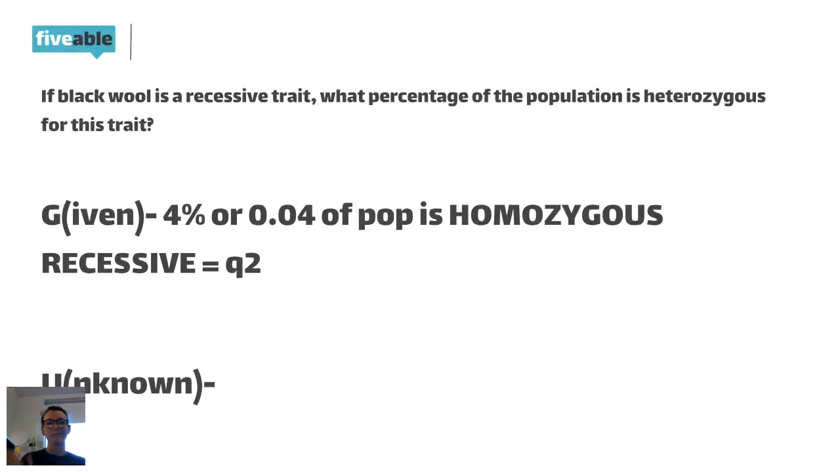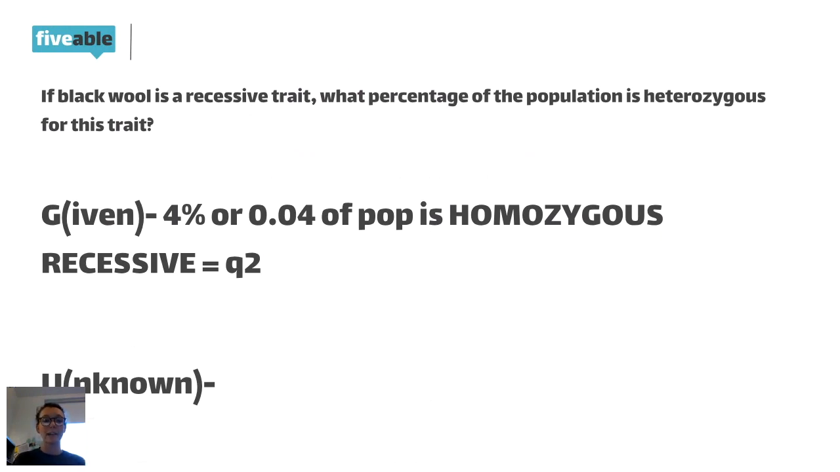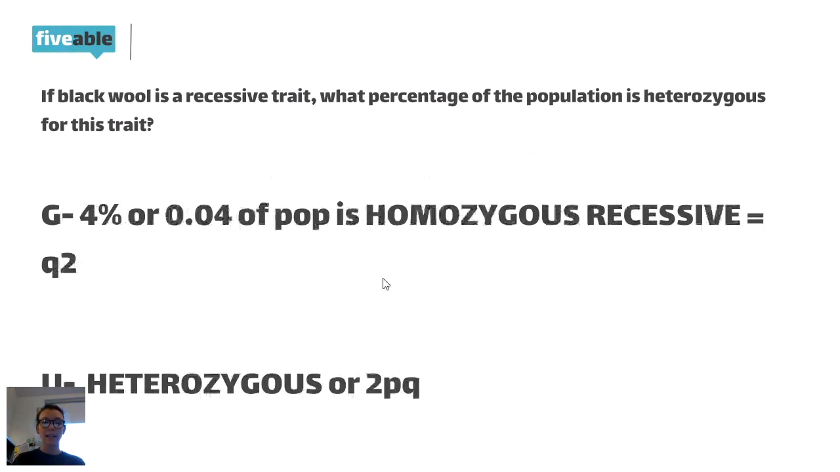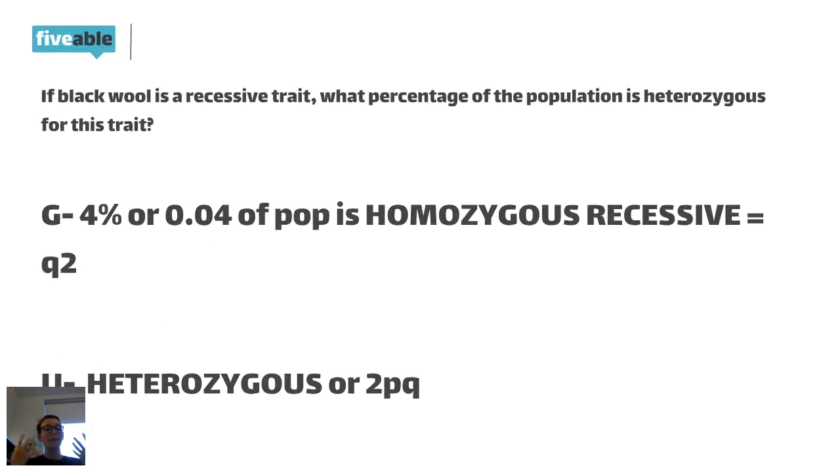The 96%, ignore it. What are we looking for here? If you read this question over again, if black wool is a recessive trait, what percentage of the population is heterozygous for this trait? If you look at the things that I just listed in the chat for you, you'll notice that heterozygous, what we're looking for, is 2PQ. So the value of 2PQ is our goal of what we're going to find, and we have Q squared being equal to 0.04.